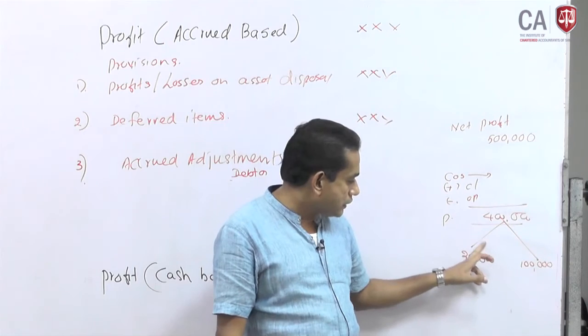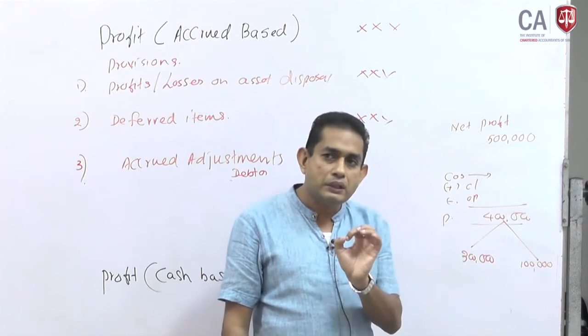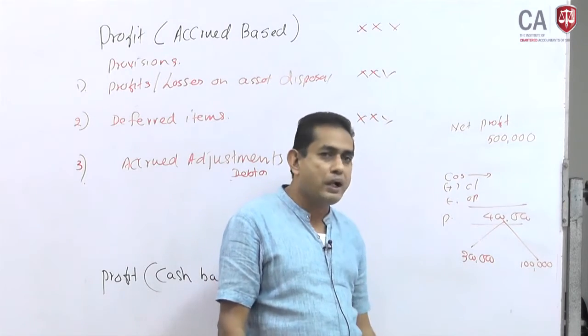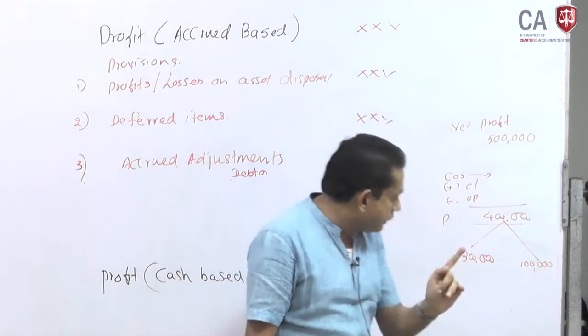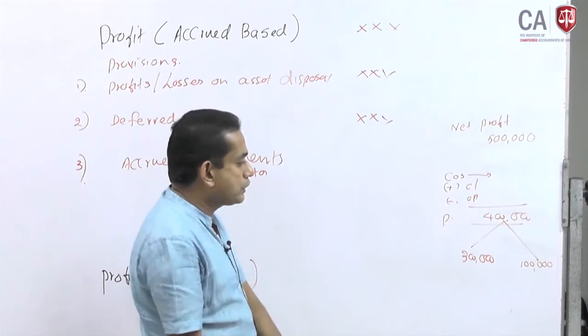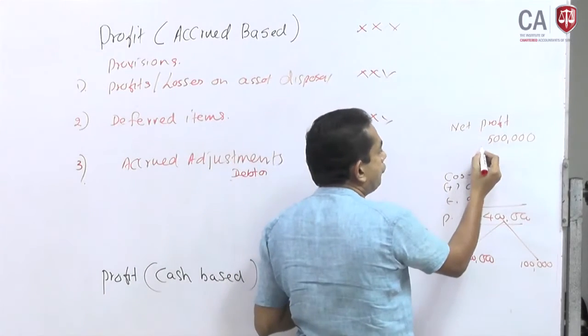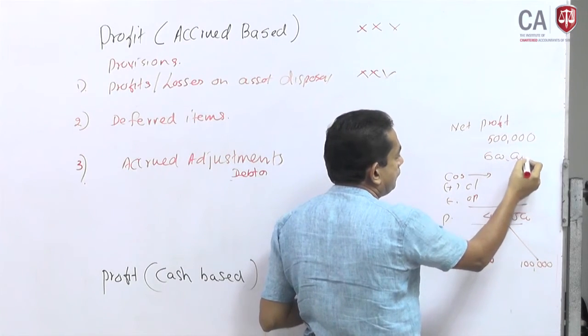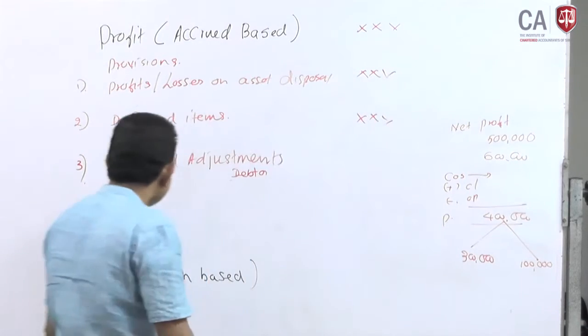What if you did the profit calculation purely on cash basis? Then you would have deducted only 300,000 cash basis purchases, you wouldn't have deducted 100,000, and if you did the profit calculations purely on cash basis, your profit figure wouldn't have been 500,000, your profit figure would have been how much? 600,000.